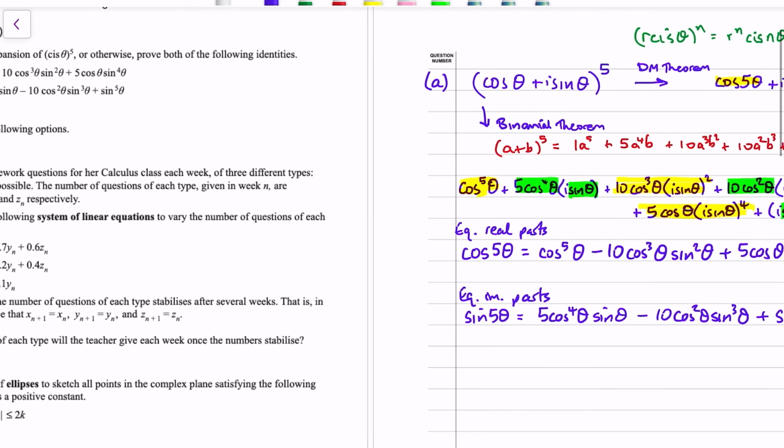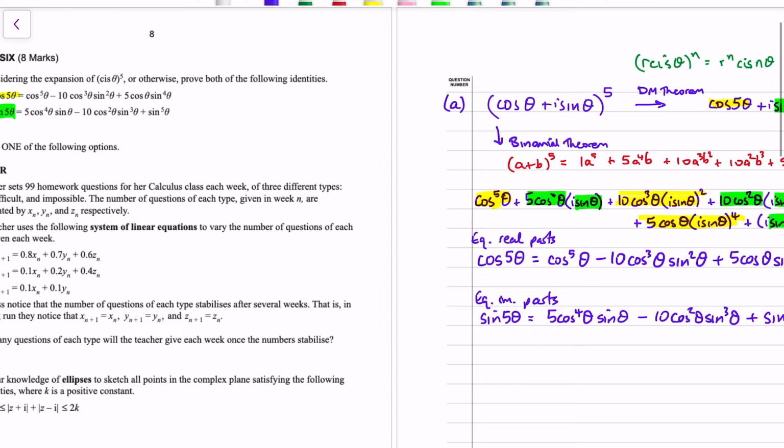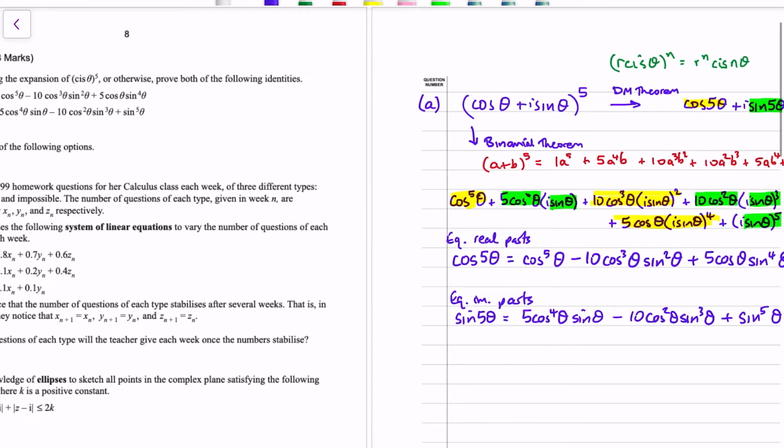Okay, have we done it? I believe we have. Let's have a look. Cos to the 5 theta minus 10 cos cubed sine squared plus 5 cos sine to the 4. And the other one's correct as well.